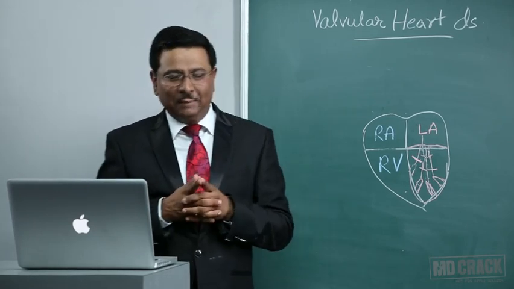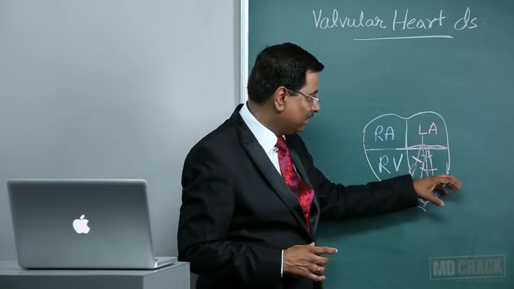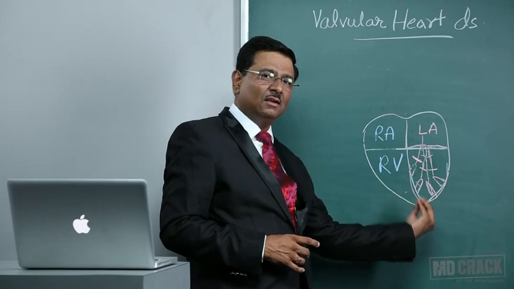It is commoner in males. There are congenital causes and there are acquired causes. In congenital causes, we have the congenital bicuspid valve, and it is more common in males. In the acquired causes, we have rheumatic disease, infective endocarditis, and traumatic rupture of the aortic valve. You can understand, if the valve gets ruptured, then definitely it can regurgitate back.